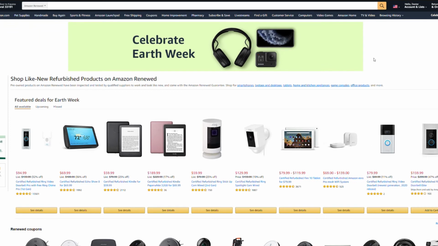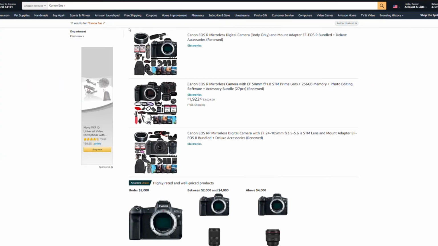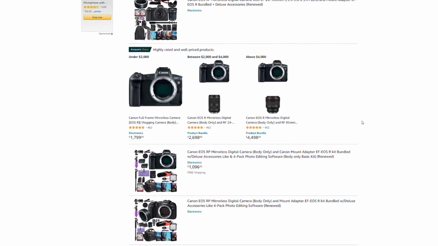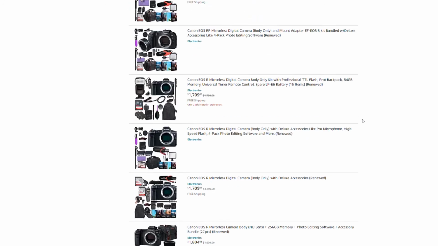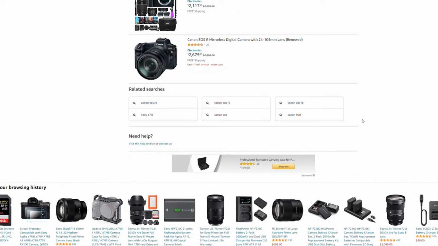You can also use their renewed market where you can purchase refurbished cameras. I've purchased about maybe 1 or 2 refurbished cameras in the past and they've been really good. So guys, you can look into the Amazon renewed market and also their used market to see what's there that could work in your favor.